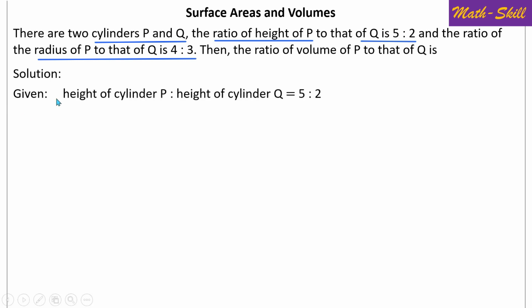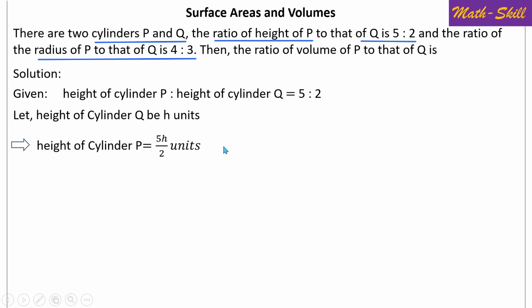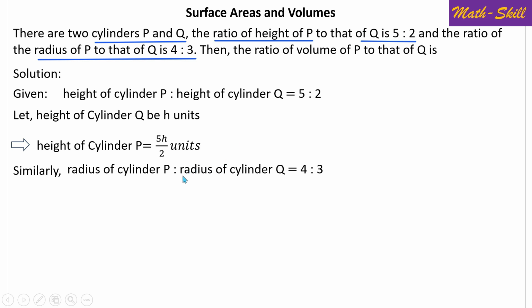It is given that height of cylinder P to height of cylinder Q is 5:2. Now let us assume the height of cylinder Q to be h units, which implies height of cylinder P would be 5h by 2 units. Similarly, let's note down the second given data, which is radius of P with respect to radius of Q is 4:3. Similarly, let us assume the radius of cylinder Q to be r units, which implies radius of cylinder P is equal to 4r by 3.